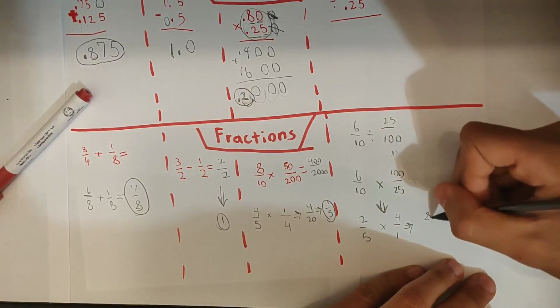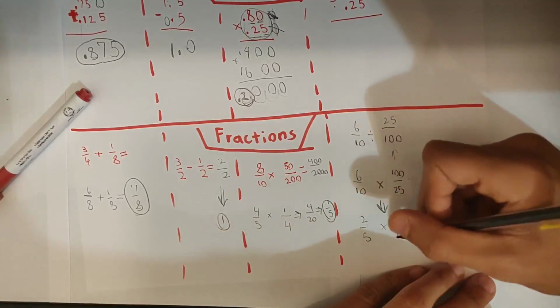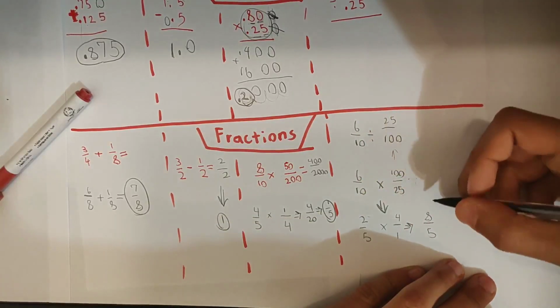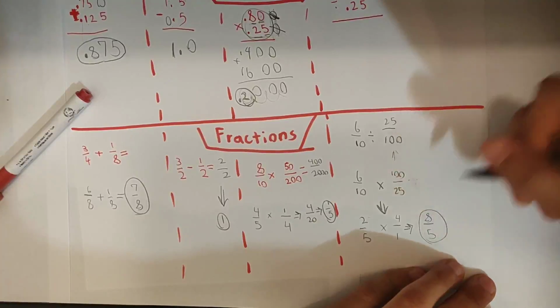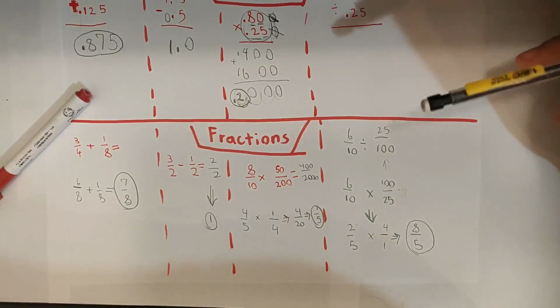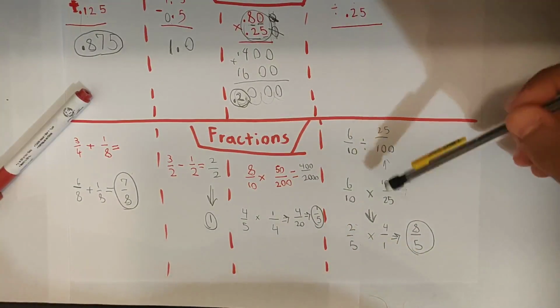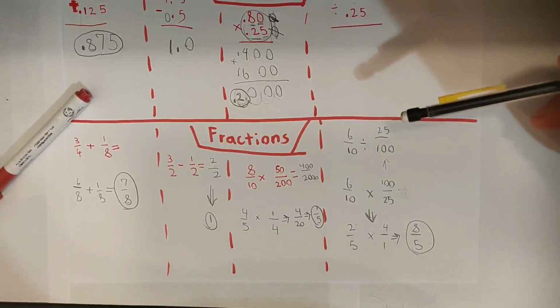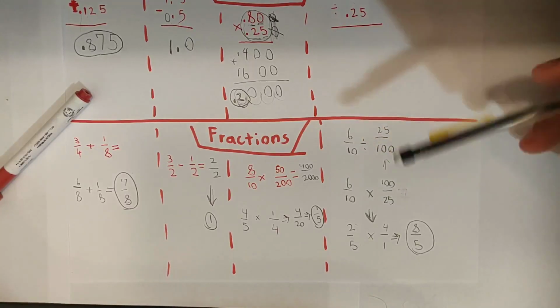Now when I begin multiplying, I get 2 times 4, that equals 8. 5 times 1, that equals 5. Therefore, our answer should be 8/5. And just to give out a proper term of what I have been doing, you will be reciprocating the second number.